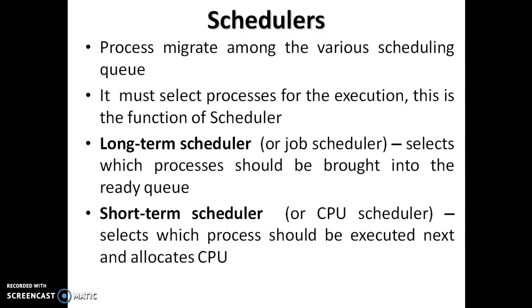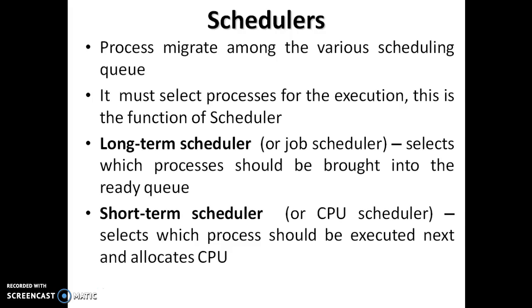Sometimes when processes are executing, a process needs to migrate among the various process scheduling queues, like the ready queue and the waiting queue. Sometimes a process needs to be executed in a new state, then it will be sent to the running state, and then finally it will be transferred to the termination state. So it must first get selected for execution.